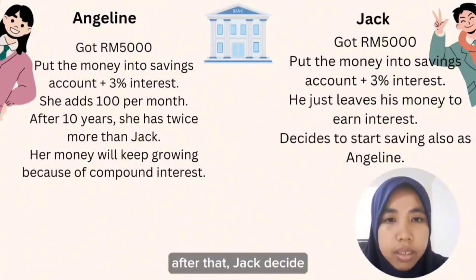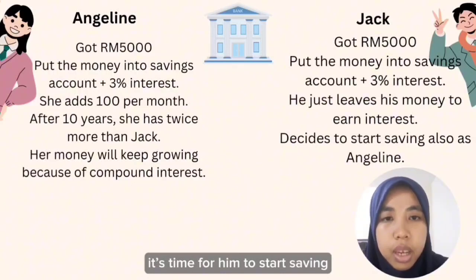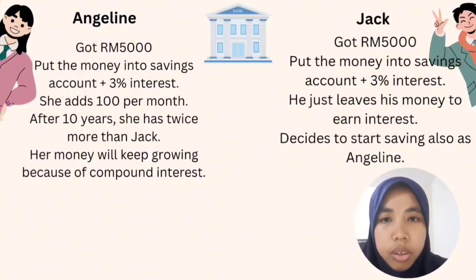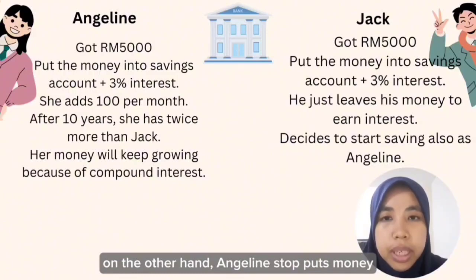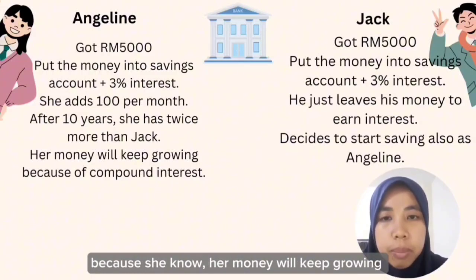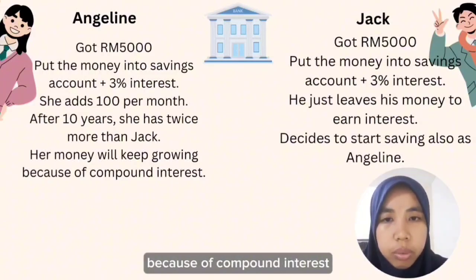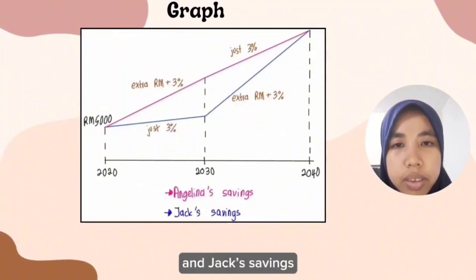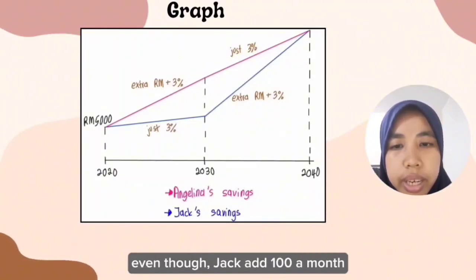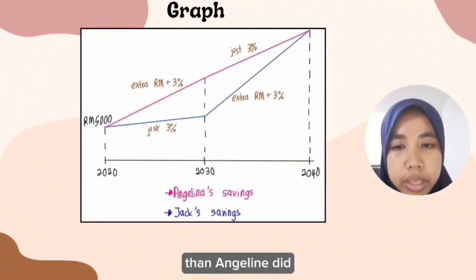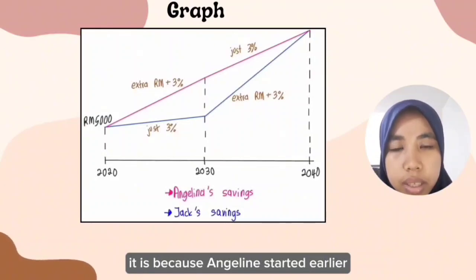After that, Jack decides it's time for him to start saving, so he copies Angeline and starts saving 100 per month. On the other hand, Angeline stops putting money into her savings account for now, because she knows her money will keep growing because of compound interest. This graph shows the savings of Angeline and Jack. Even though Jack added 100 a month, he will deposit money for much longer than Angeline did, because Angeline started earlier.